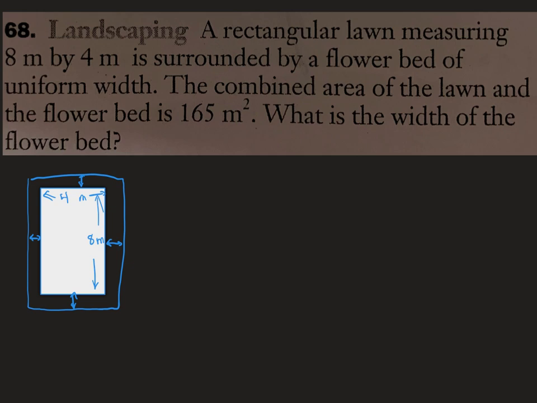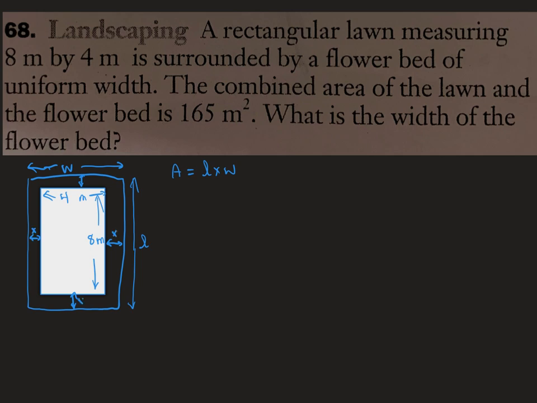Now, if they mention the entire area, we would want to think area equals length times width, and that means we're going to need the entire length of the whole thing, and we also need our entire width. But we don't want to introduce two new variables. So what's the question asking for? What is the width of the flower bed? Okay, so that dimension all the way around, we're going to make that x, right?